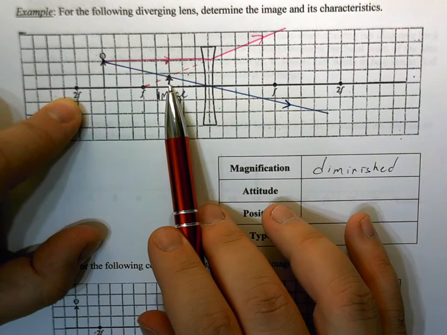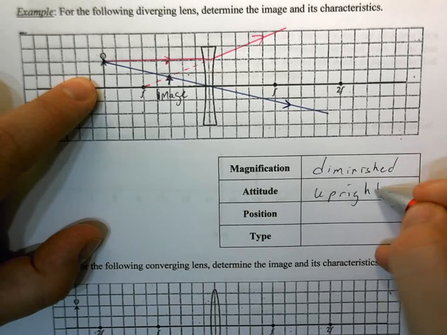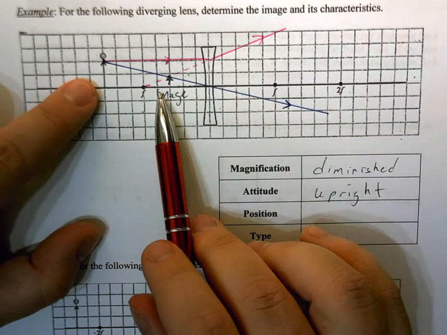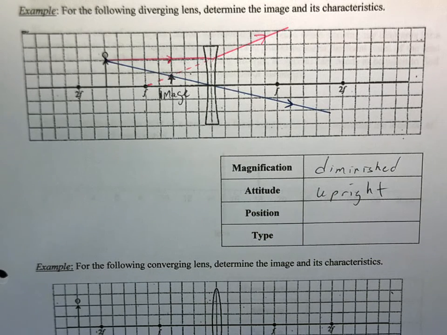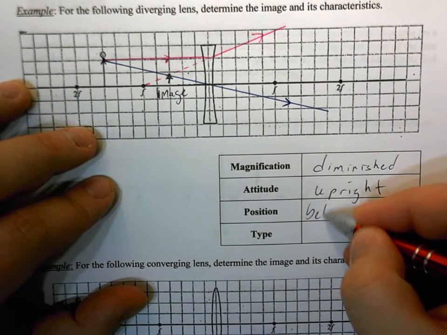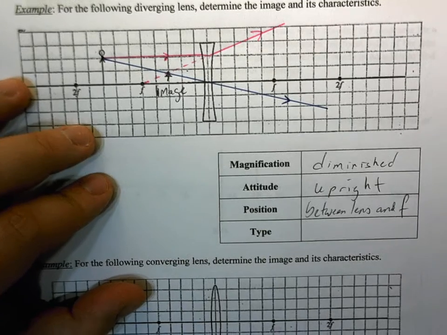This is consistent with what we said earlier, so that's good. Attitude: the image is upright relative to the object. That's confirmed, very good. And then position, again, we'll be a little vague on this with just the ray diagrams. Once we do the math, we can get it more exact. I'll just say it's between the lens and F. I'm not too worried about the exactness for now.